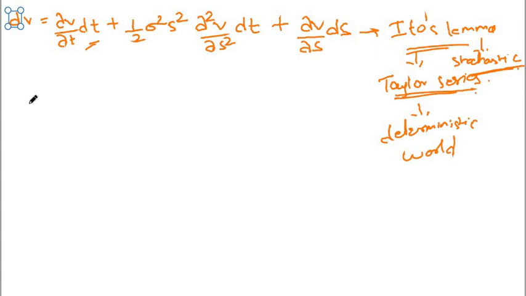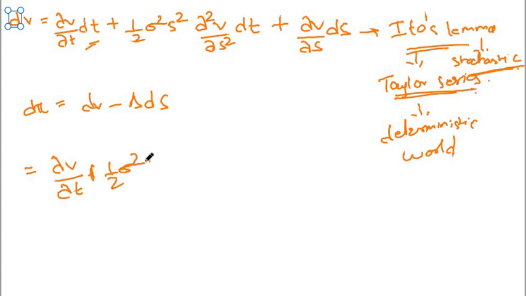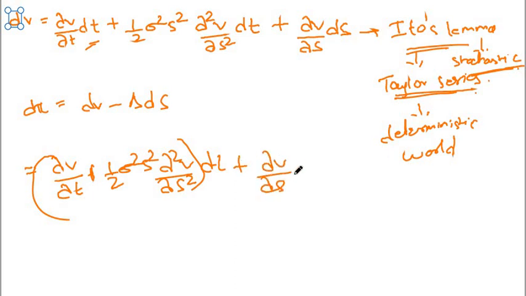Then what would be the change in my portfolio over a small time period? That would be denoted by d pi. D pi would be nothing but dV minus delta into dS. So now we need to equate something and shift the terms, so finally you will arrive at this part: delta V by delta t plus half of sigma square S square delta square V upon delta S square, dt, plus delta V by delta S minus delta into dS.